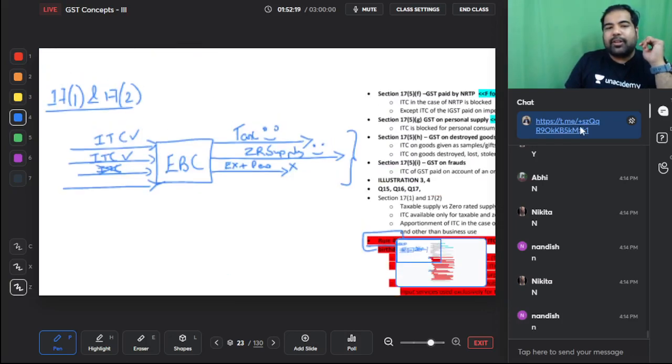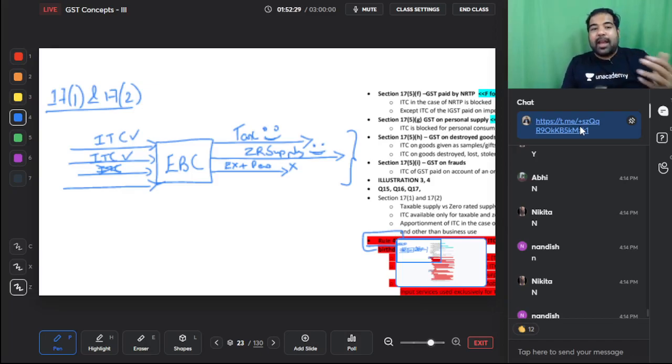So what are 17(1) and 17(2) saying? 17(1) and 17(2) say that if it's a taxable supply or zero rated supply, then you will get the credit, otherwise you will not get the credit. And for common supply, you will have to apportion it. For that you will have to read CA Final, guys. I can't wait to teach you at CA Final as well, because these same chapters are there at CA Final with some additions.